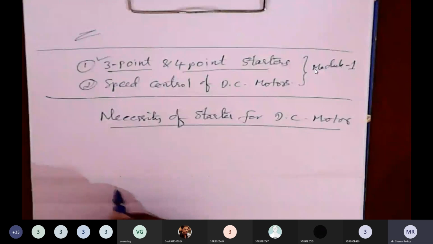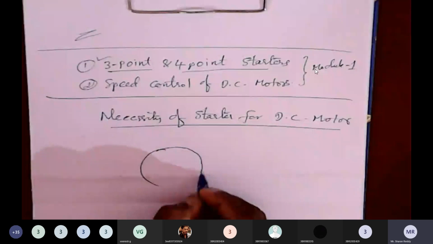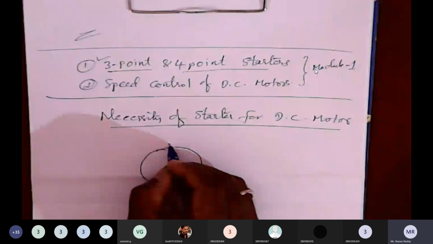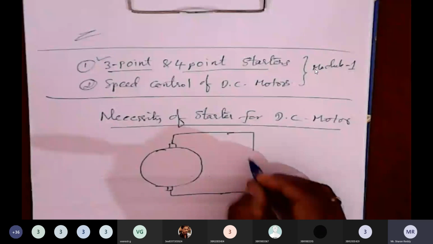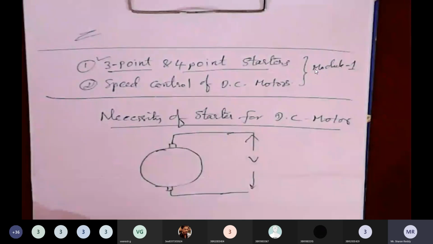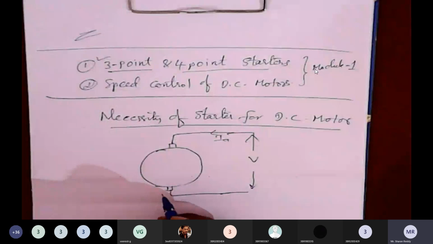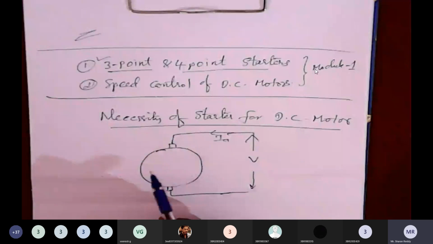We know the basic operation is like this. Consider this as the armature of a DC motor. What is the input we are giving here? The supply voltage is applied, because it is electrical to mechanical. Due to the supply voltage, the armature current Ia flows. When you give the voltage, armature current flows, field current flows, and it acts as a motor in the beginning.